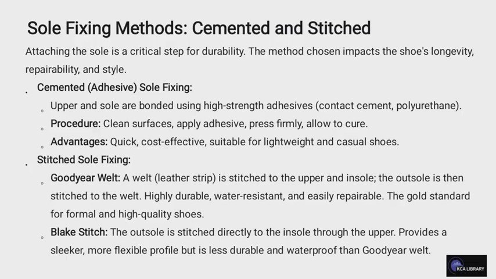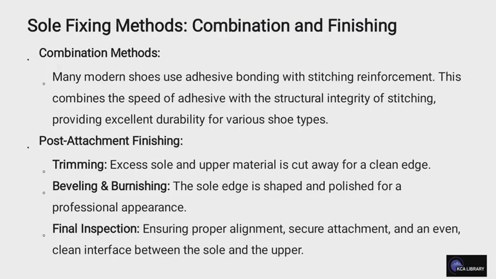When we talk about Blake stitch, here the outsole is stitched directly to the insole through the upper, and it provides a sleeker, more flexible profile, but is less durable and waterproof than the Goodyear welt. Another method is the combination method, and many modern shoes use adhesive bonding with stitching reinforcement. This combines the speed of adhesive with the structural integrity of stitching, providing excellent durability for various shoe types.